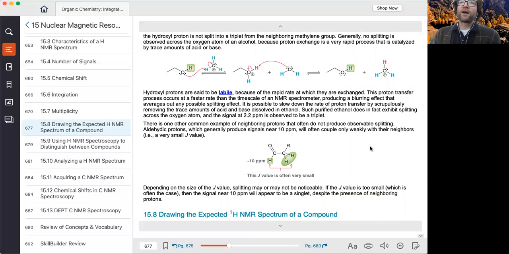Another type of proton that doesn't produce observable splitting is aldehydes. These are very downfield signals around 10 ppm, and they typically don't give any splitting because they are physically too far away. So now this is the end of section 15.7.